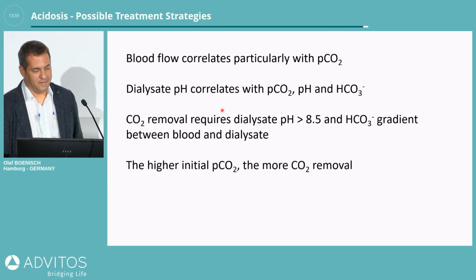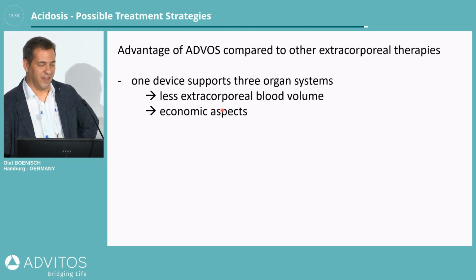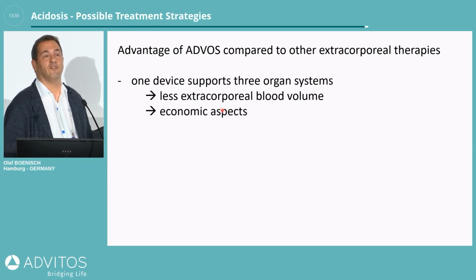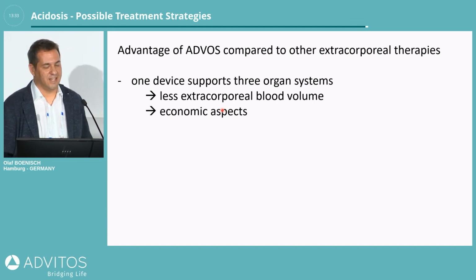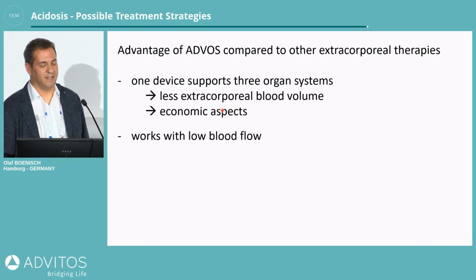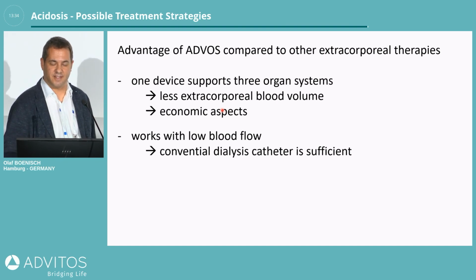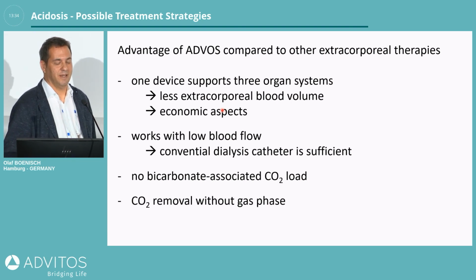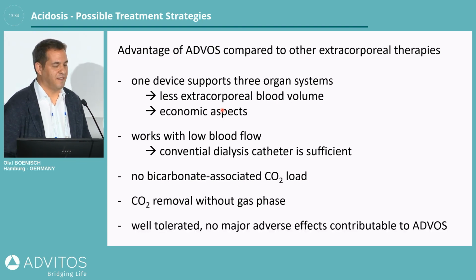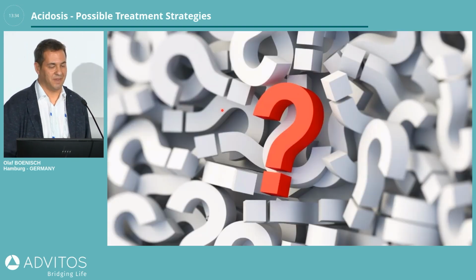So what are the advantages of ADVOS compared to other extracorporeal therapies? The first thing is that you have one device that supports 3 organ systems, which means that we have less extracorporeal blood volume, and there are also economic aspects related to that. It works with low blood flow. This means that we can use conventional dialysis catheters. We don't have the bicarbonate-associated CO2 load. We don't have a gas phase. And the treatment is well tolerated, and there were no major adverse effects attributable to ADVOS.